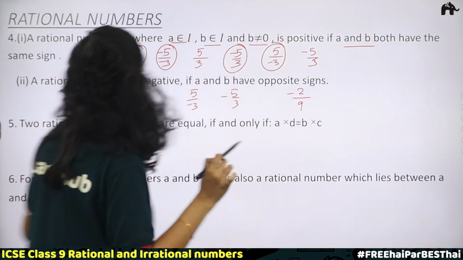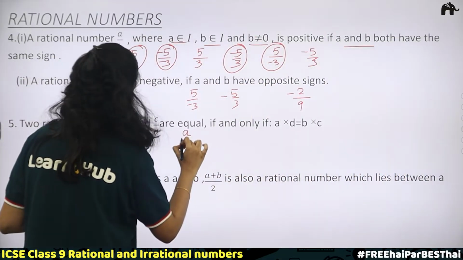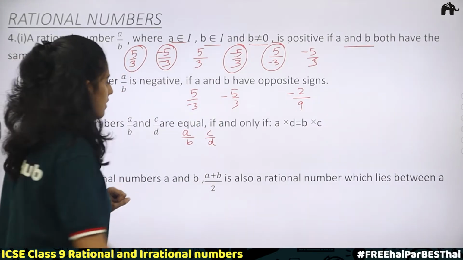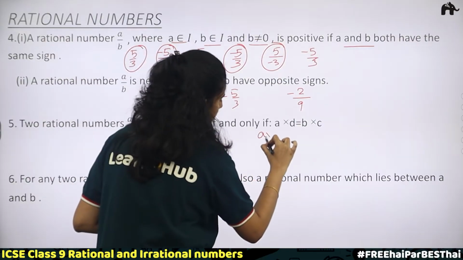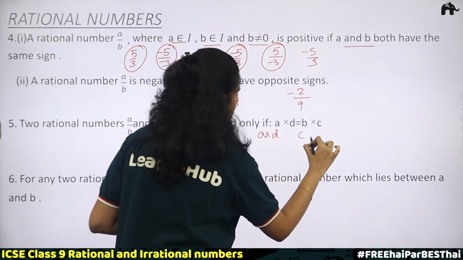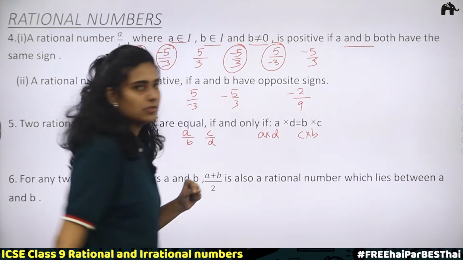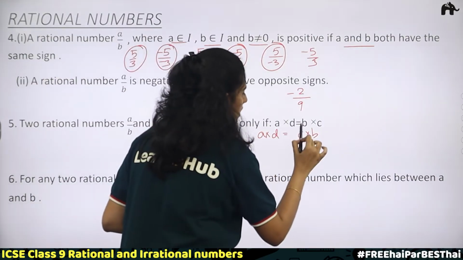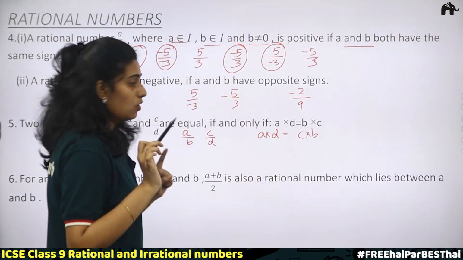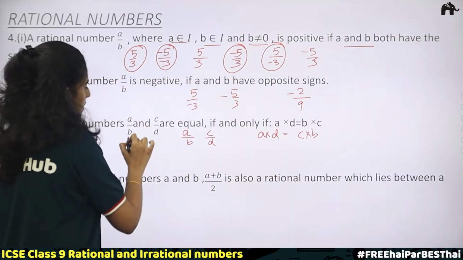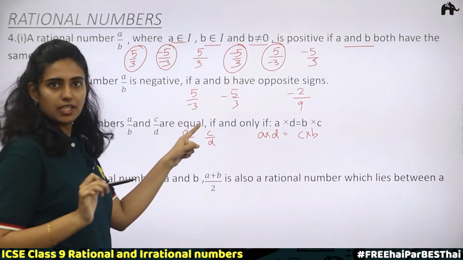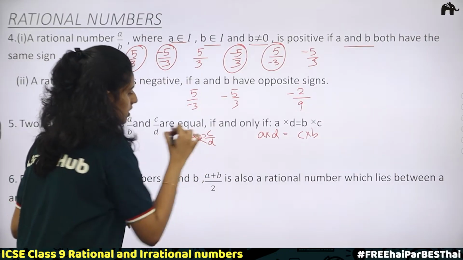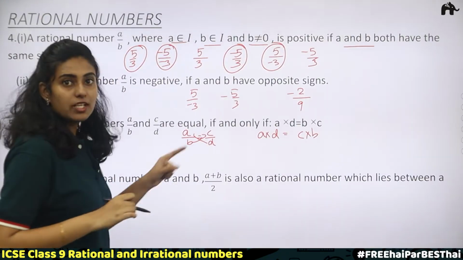What does it mean? If you have two rational numbers a by b and c by d, when you take a into d and you multiply c and b, if this value of a into d is equal to the value of c into b, only then a by b and c by d will be equal. What is done here? You are doing cross multiplication.